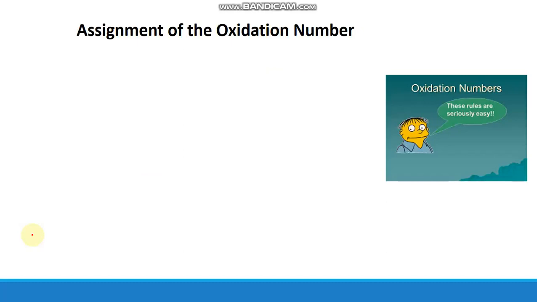So there are 8 rules in assigning the oxidation number. They are very easy to memorize. Just pay attention. Let's start with the first rule. The first rule is: the oxidation number of an element in its elemental form is 0. Elemental form means when the element is not bonded with another element.